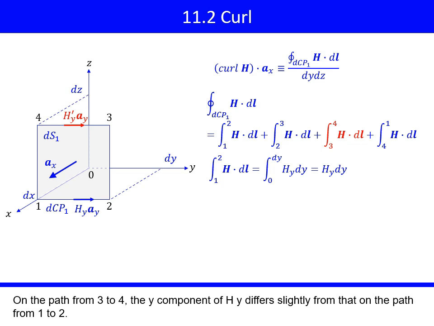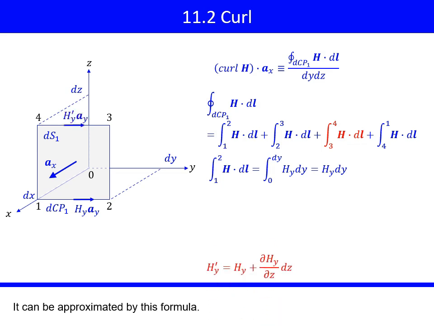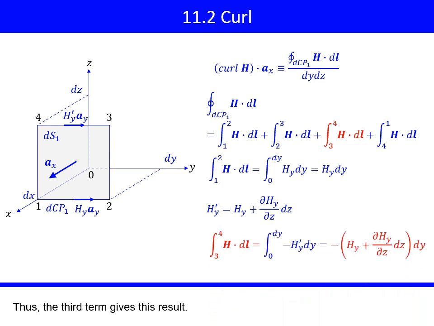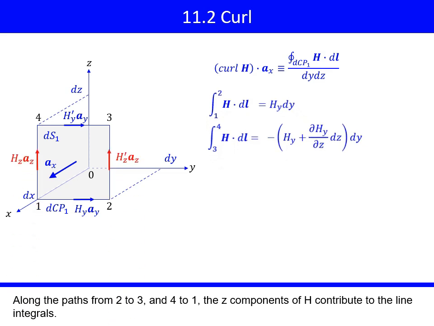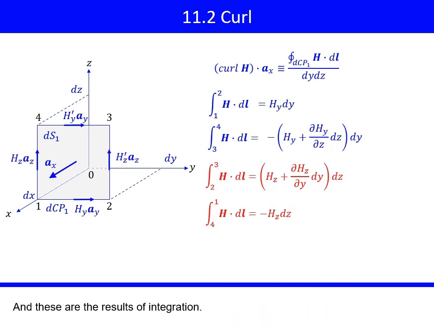On the path from 3 to 4, the y component Hy differs slightly from that on the path from 1 to 2. It can be approximated by this formula. Thus, the third term gives this result. Along the paths from 2 to 3, and 4 to 1, the z components of H contribute to the line integrals. And these are the results of integration.